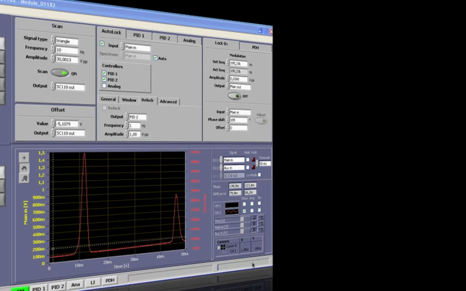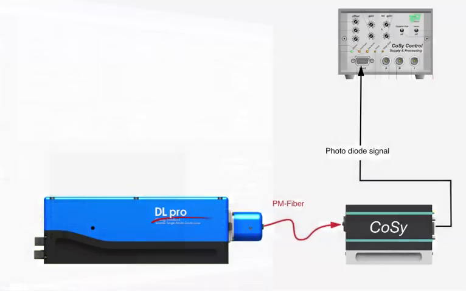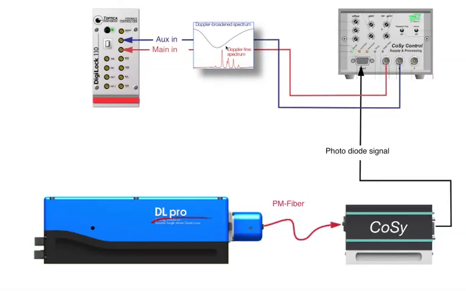First, let us have a look at the system setup. A DL Pro laser is fiber connected to a Doppler-free cesium spectroscopy setup. The Doppler-free absorption signal from a compact spectroscopy, COSY, is fed into the main Digilock input. Additionally, the Doppler broadened signal is fed into the auxiliary input.